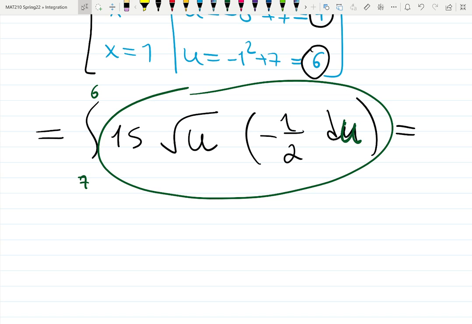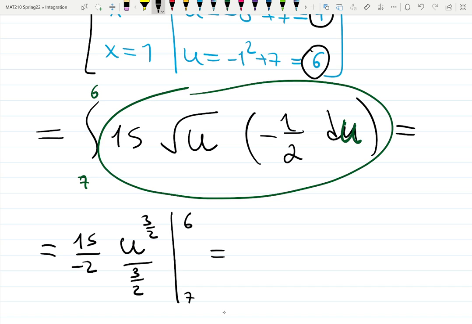Those are good questions, people. Do you know how to integrate this now? 15 over minus 2, u to the 1/2, u to the 3/2 divided by 3/2, bar from 7 to 6, because it's the square root of u, right? I'm skipping steps since we already did that.